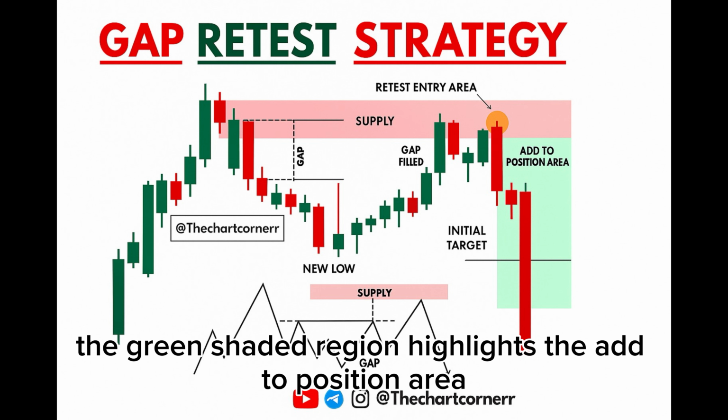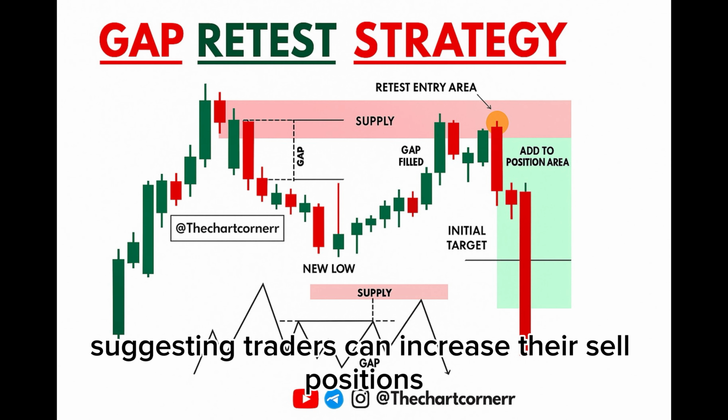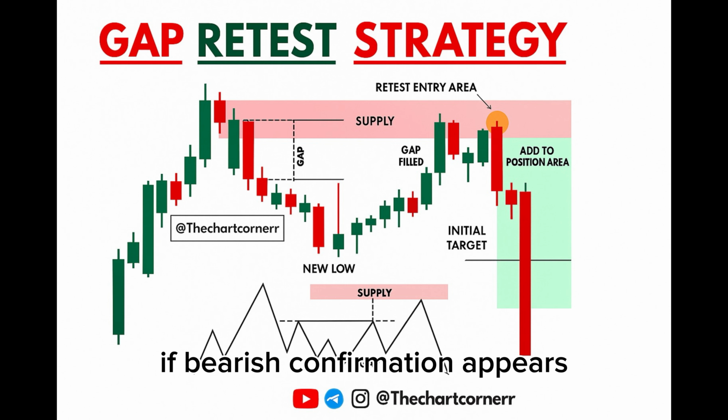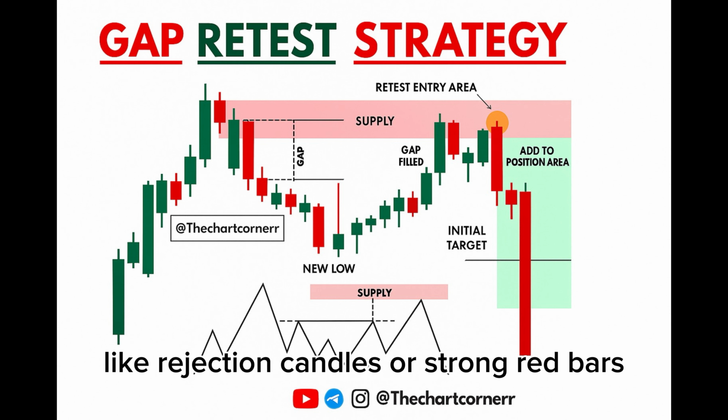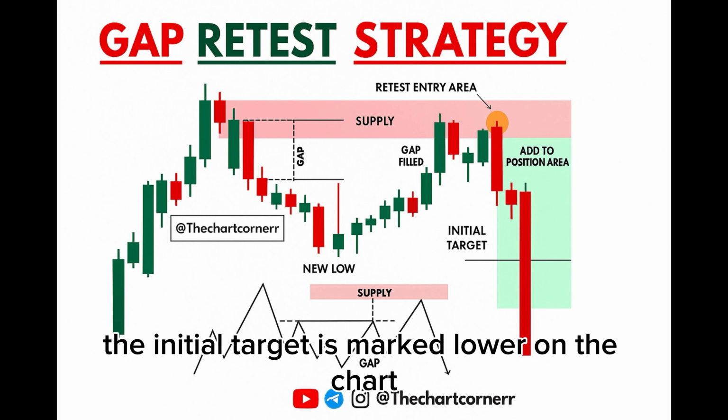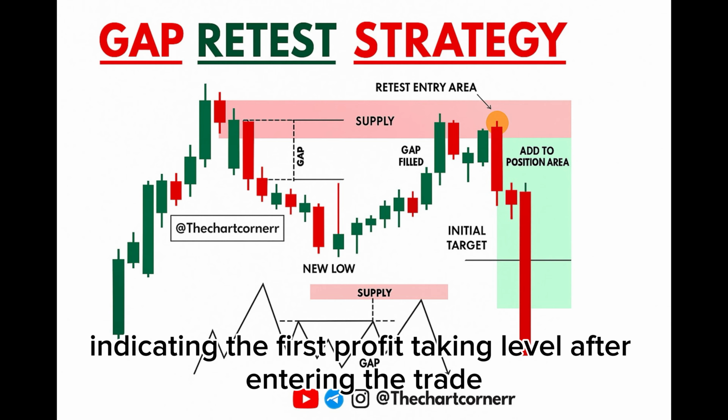The green-shaded region highlights the add to position area, suggesting traders can increase their sell positions if bearish confirmation appears, like rejection candles or strong red bars. The initial target is marked lower on the chart, indicating the first profit-taking level after entering the trade.